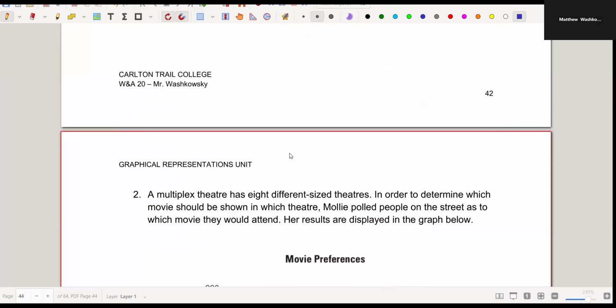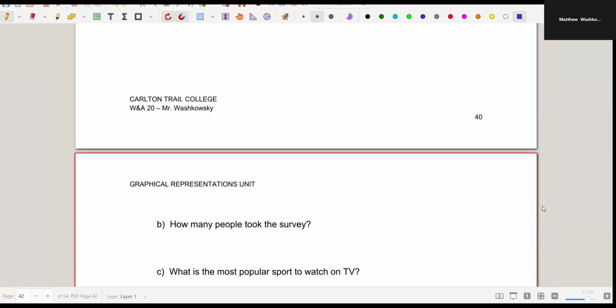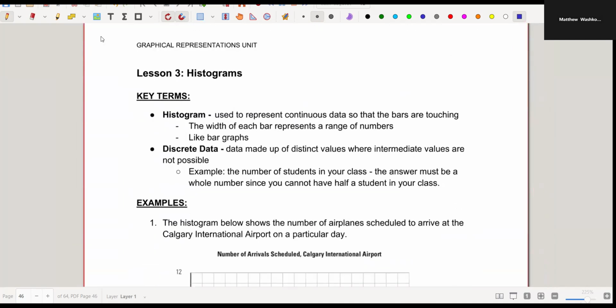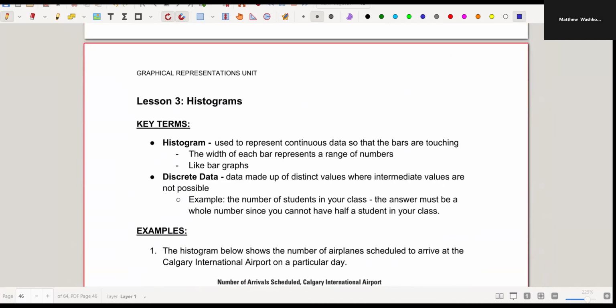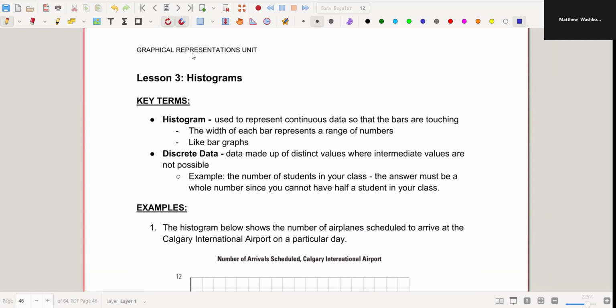Yes, it is. Okay, so we are now going to move on to page 46. Sorry, page 45. Histograms. Here, so I can see. Okay, so histograms are very similar to bar graphs. They are very similar. There's a couple of key differences, though. So one is they are similar to bar graphs.